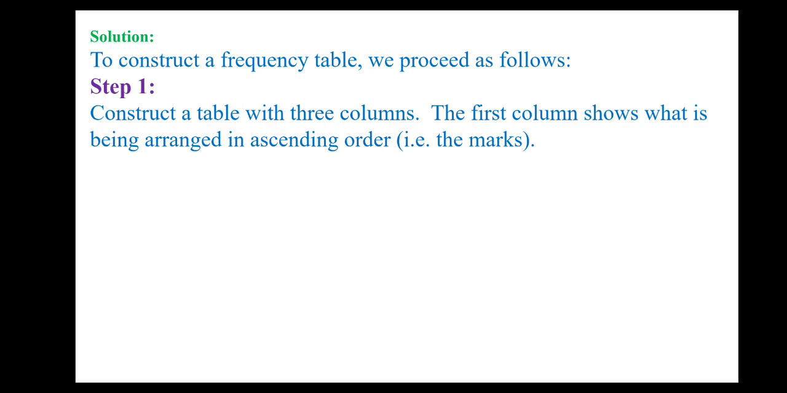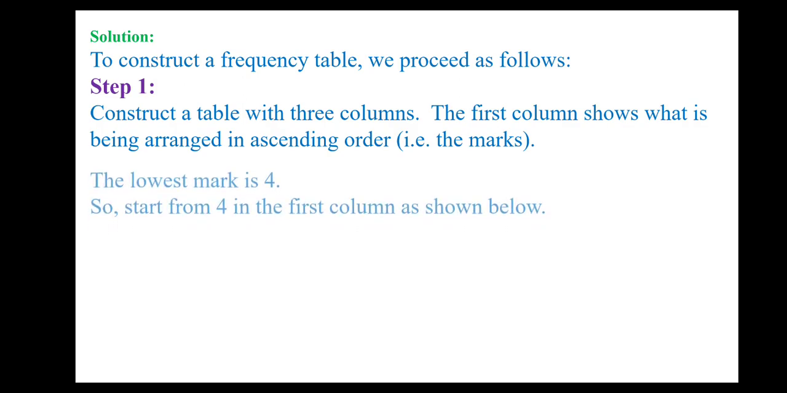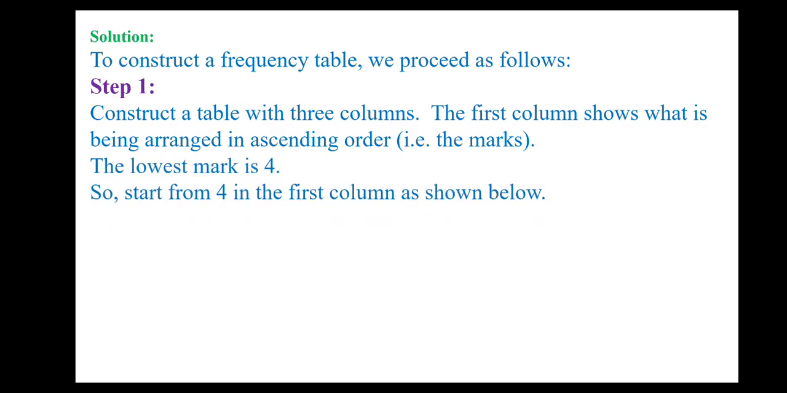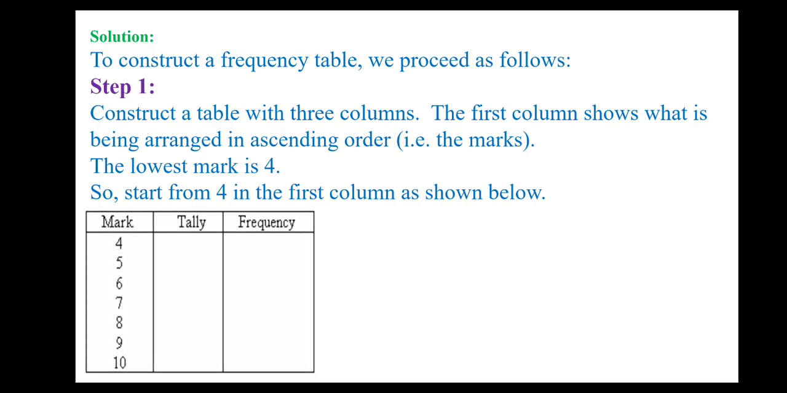Step 1, we have to make a first column. Then the lowest value is 4. Start with the 4 in the first column. What is the highest value? We can write, see, 4, 5, 6, 7, 8, 9, 10. Second column, tally. Third column, frequency.